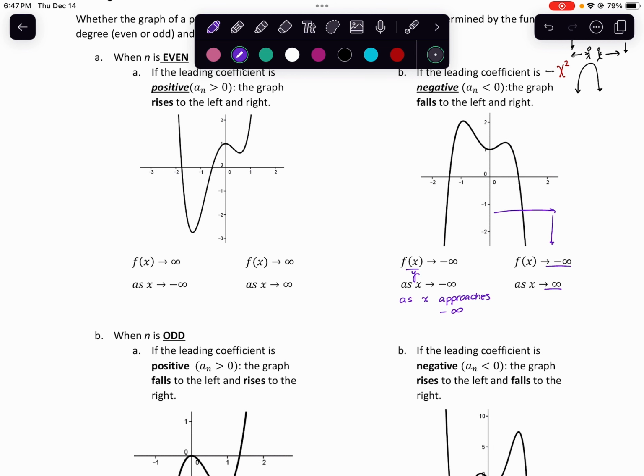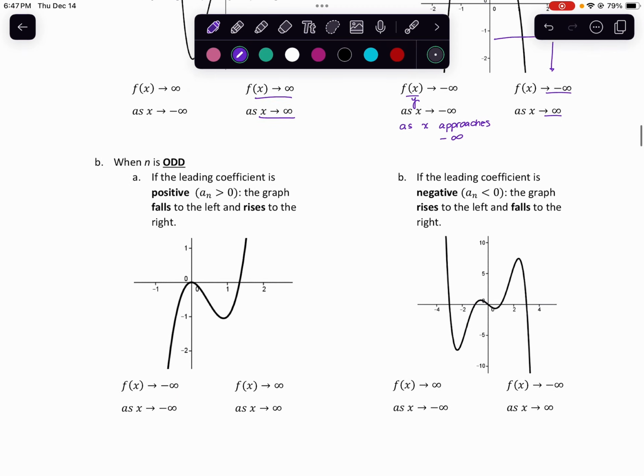Okay, same thing if it were positive. As we move this way towards negative infinity on the x-axis, what are my y values doing? Well, my y values are increasing towards positive infinity. If I'm moving to the right on the x-axis, my y values are also going towards positive infinity because they're going up. So whenever you have a leading coefficient that is positive or negative and the exponent is even, it will follow these same trends, whether it's x squared, x to the 4th, x to the 6th, x to the 8th, whatever it may be. All right, so now let's think about when n is odd.